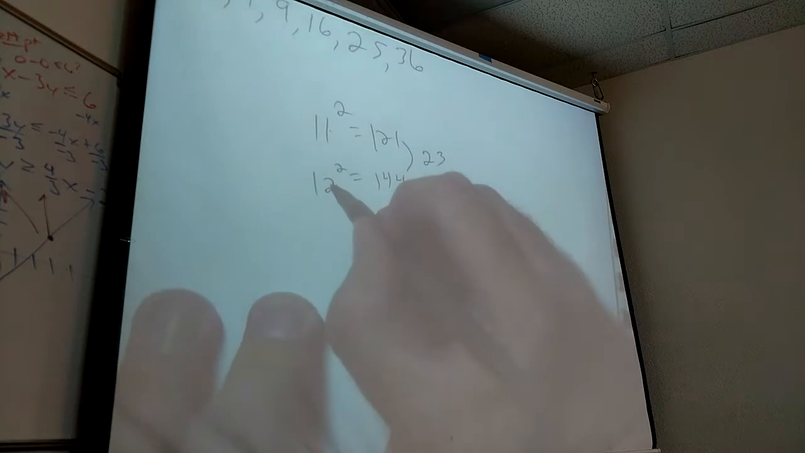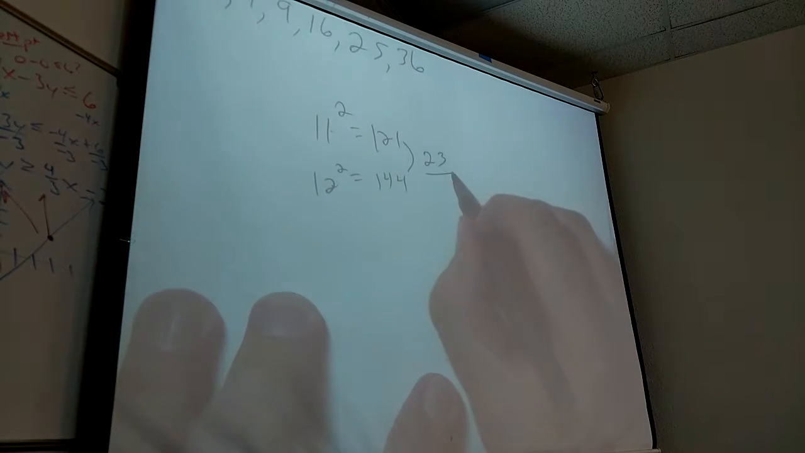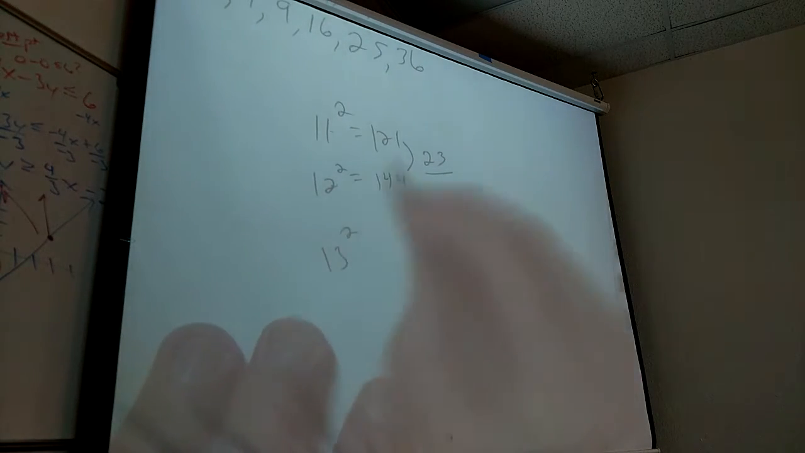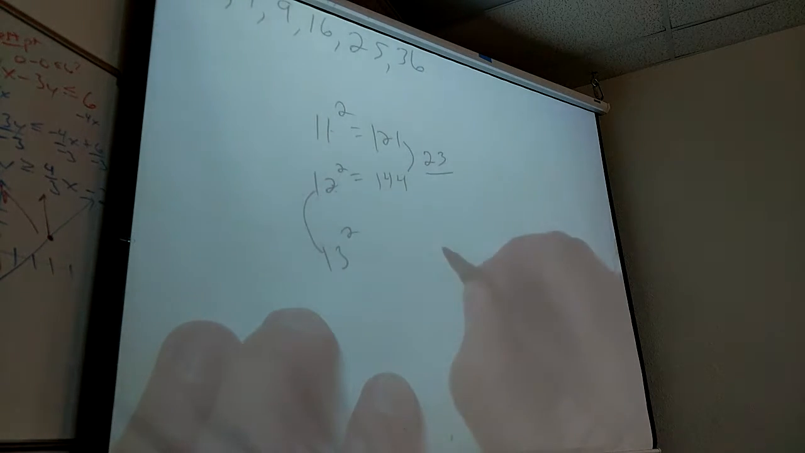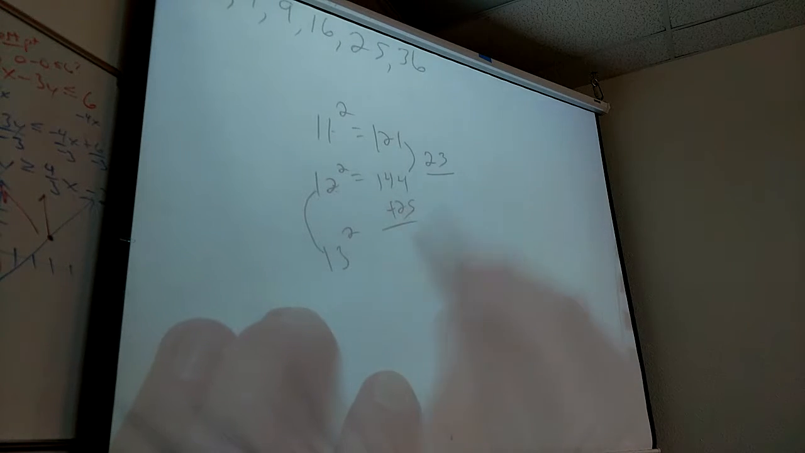What's 11 plus 12? 23. So if I want to know what 13 squared is, and I know what 12 squared is, what's 12 plus 13? 12 plus 13 is 25. If I add 25 to 144, I get 169. That is what 13 squared is.